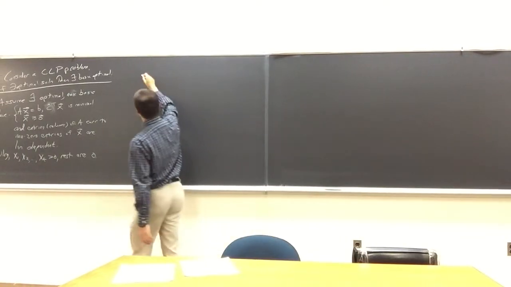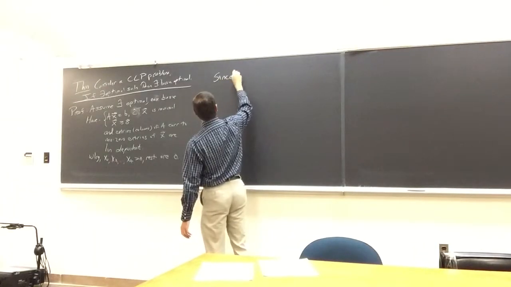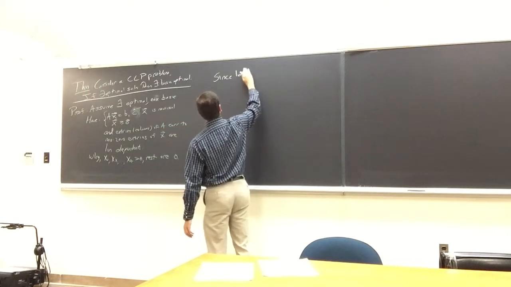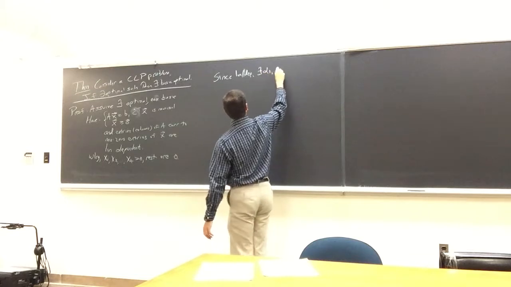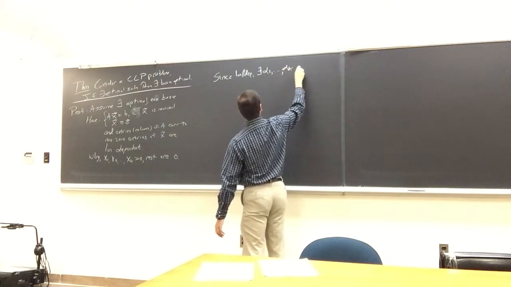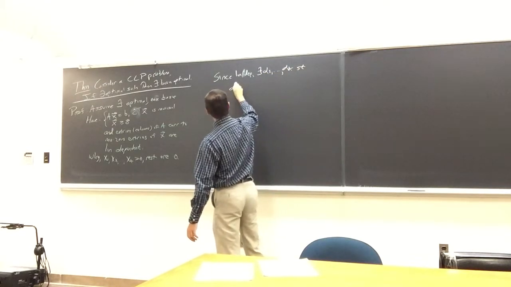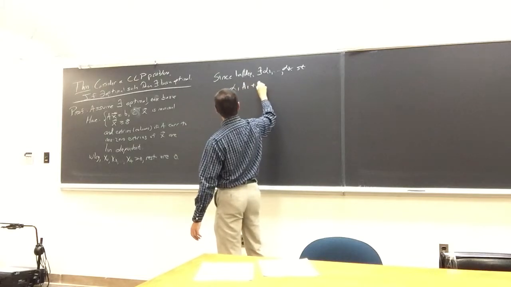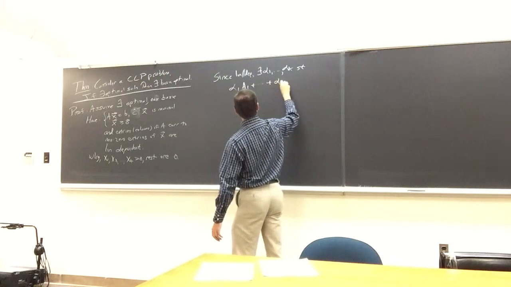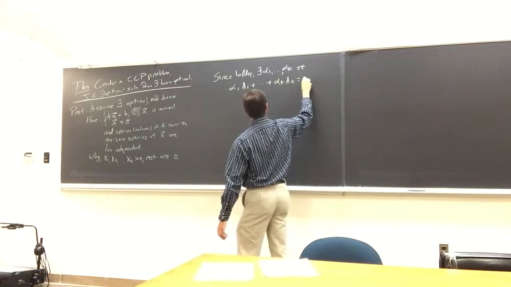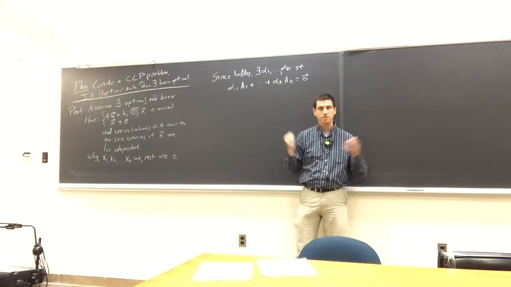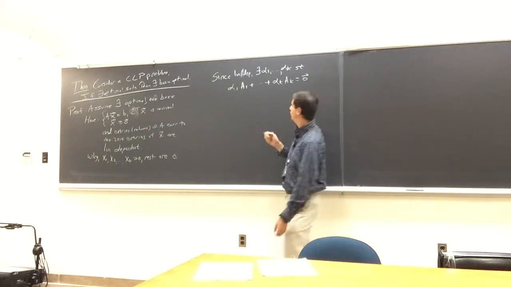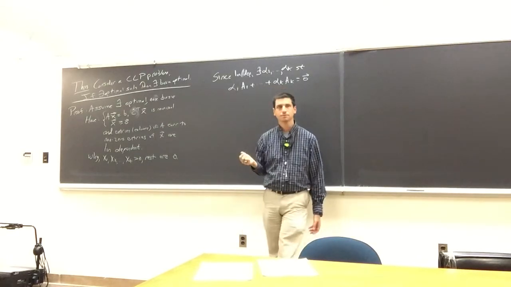Okay, so since the columns are linearly dependent, there exist alpha 1 through alpha k such that alpha 1 a1 plus ... plus alpha k ak is the 0 vector. That's what it means to be linearly dependent. And not all alphas are 0.